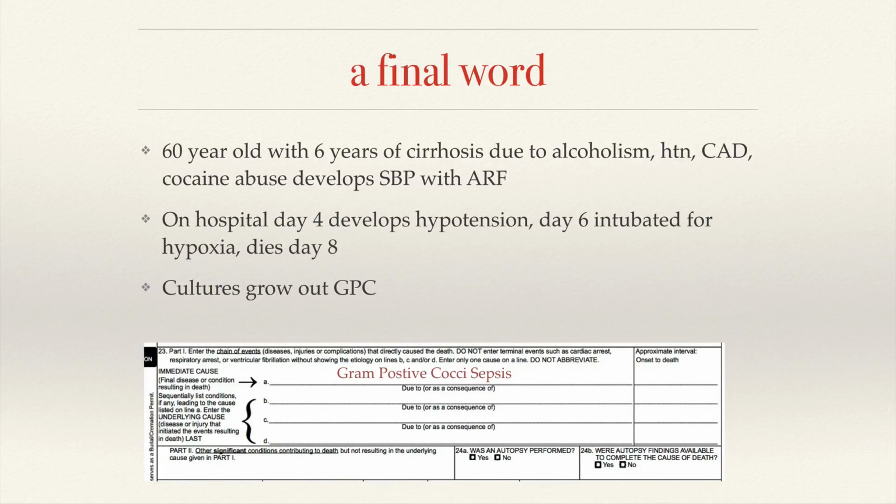So we want to be as specific as we can with the death certificate, and in this case we can say that the patient seemed to die of severe sepsis, and specifically gram-positive cocci sepsis. And then has these other contributing factors, so SBP was probably the original infection, liver cirrhosis led to the SBP, alcoholism led to the liver cirrhosis, and then these other contributing causes.